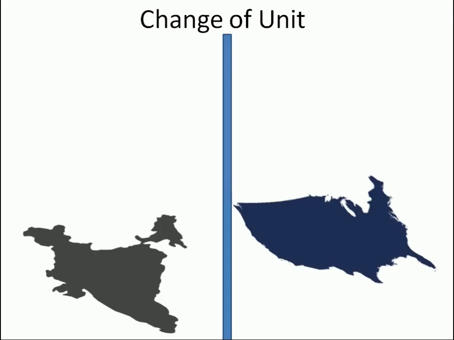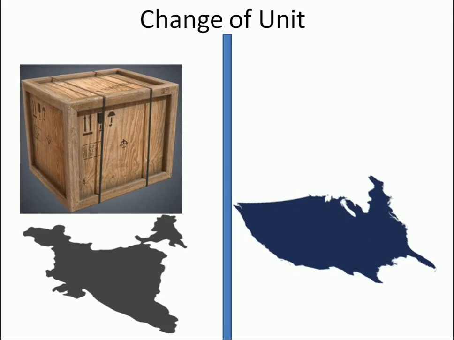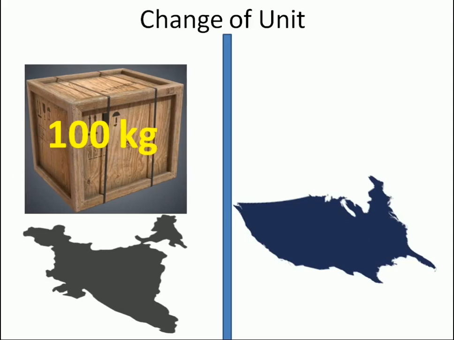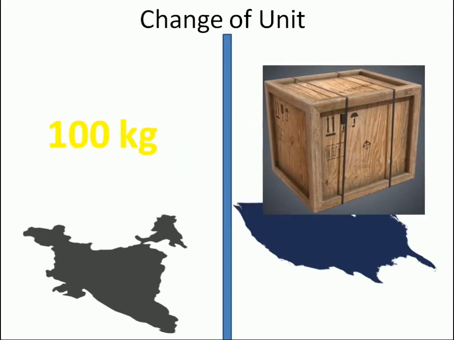In the picture you can see there are two countries. Suppose I have a box of weight 100 kg in India. Suppose I am sending it to United States. In United States they use a different unit system for weight, and that is pound. So when they measure it, the weight will be 220 pounds.